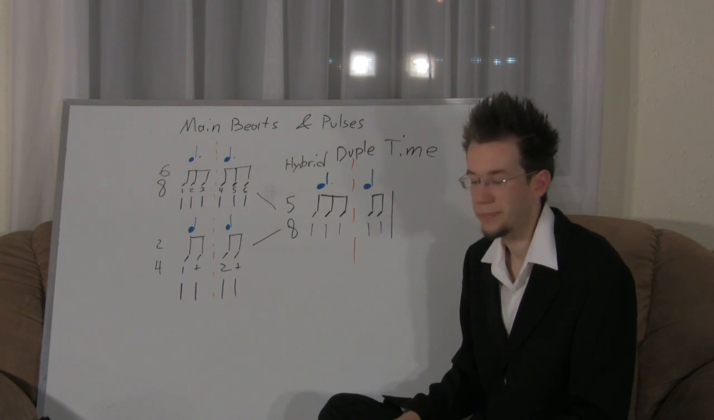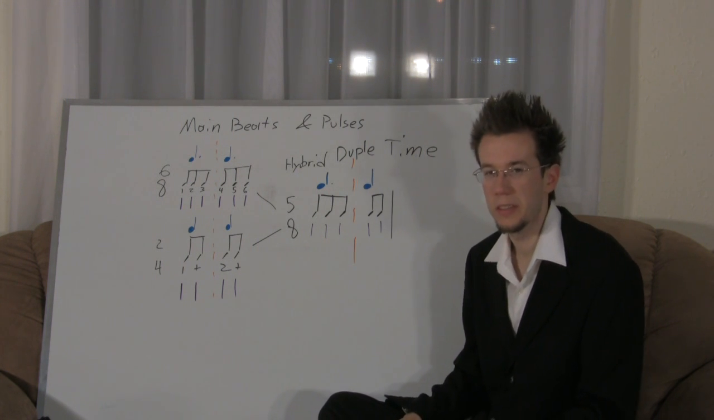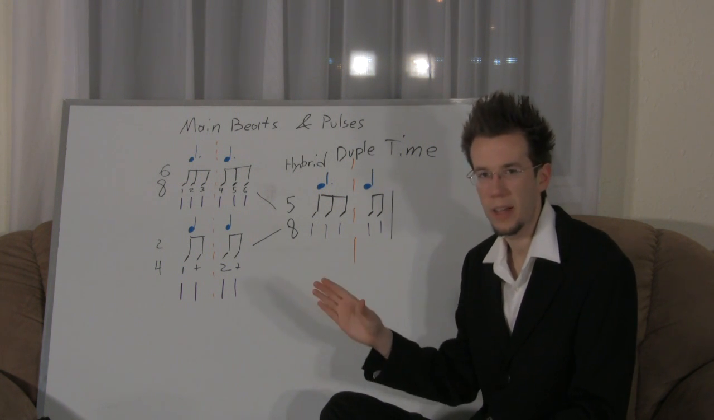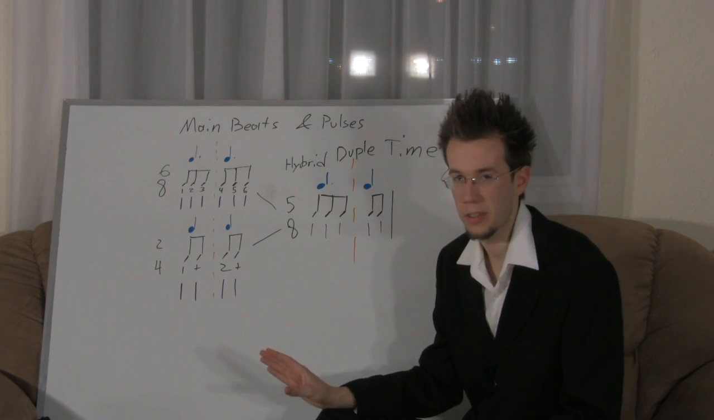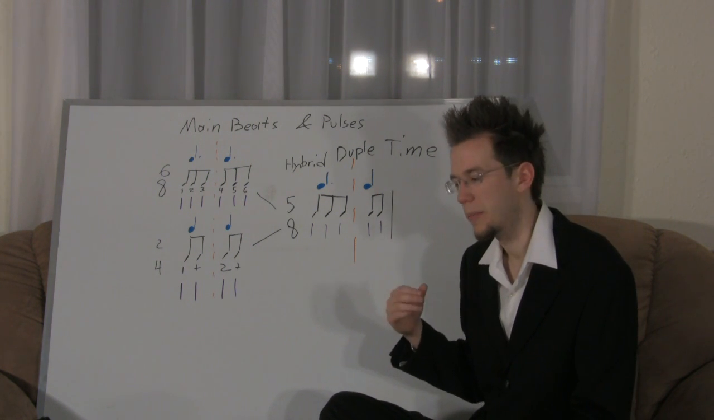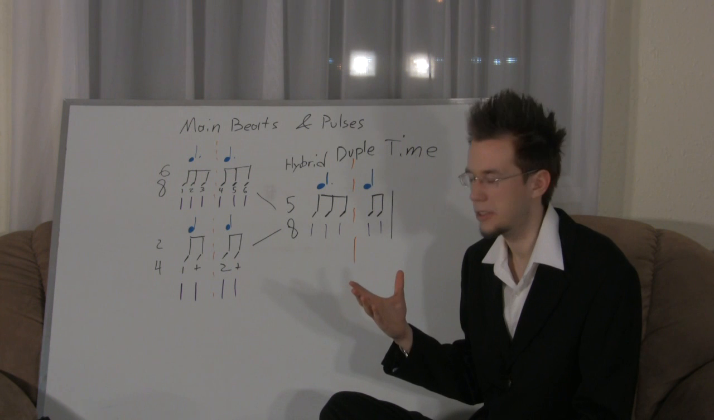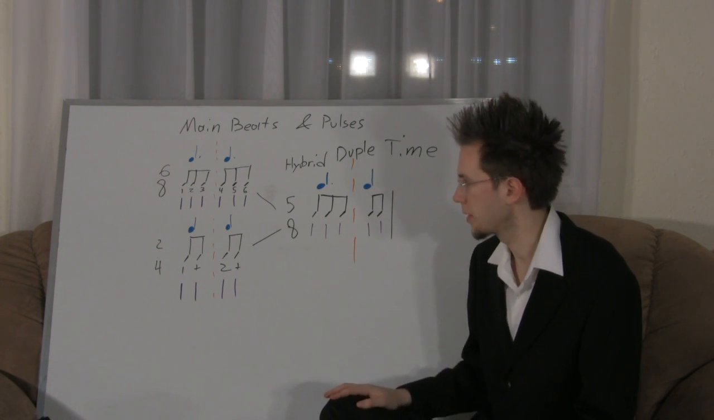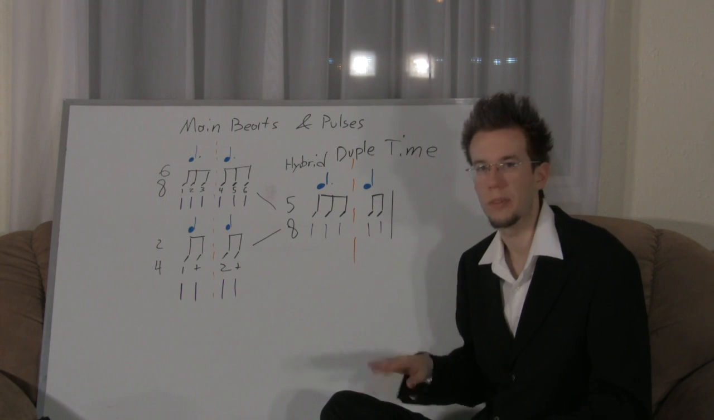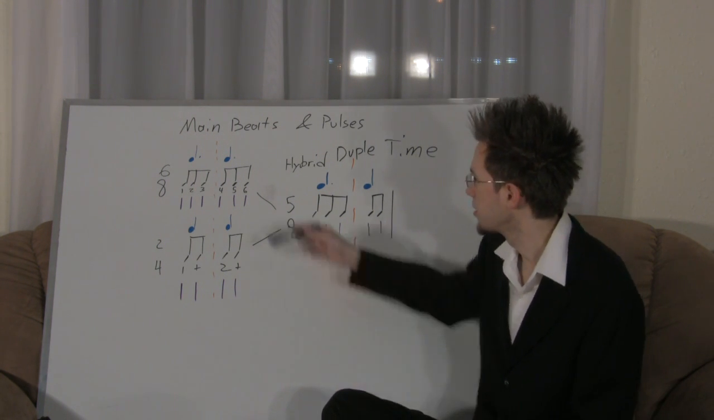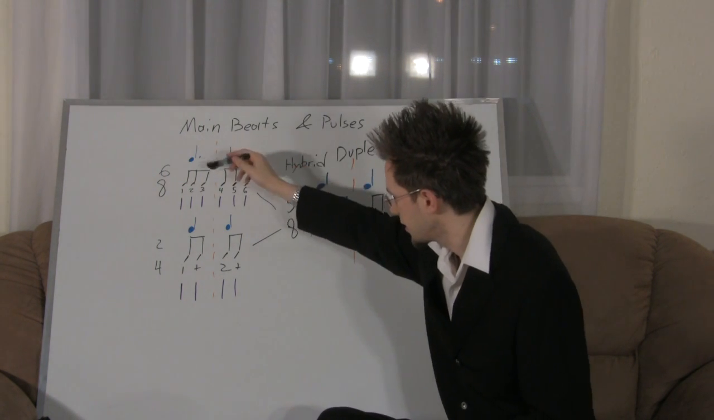So now, hybrid time is when you take one grouping or main beat from one time signature, like a compound time signature, and then you take one grouping or main beat from a duple or a simple, I should have said simple time signature, okay? So you have 1, 2, 3, something like that, and 1, 2, 3, 4, 5, 6. And now you take them and you put them together. So look, we've got this and this.